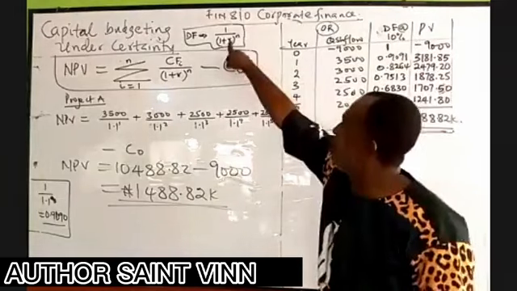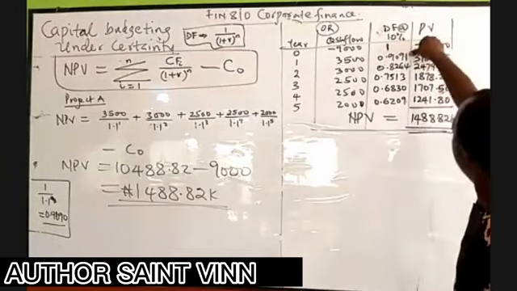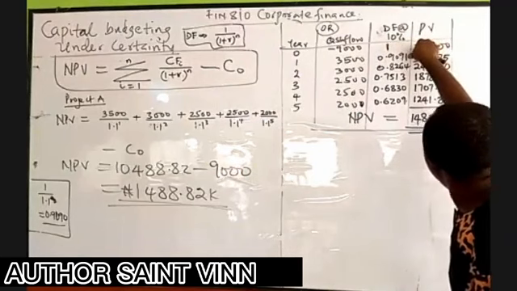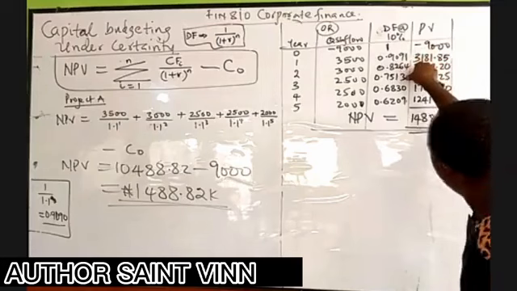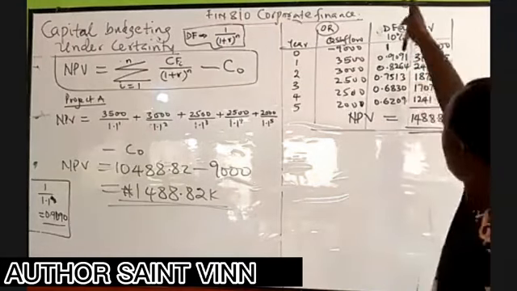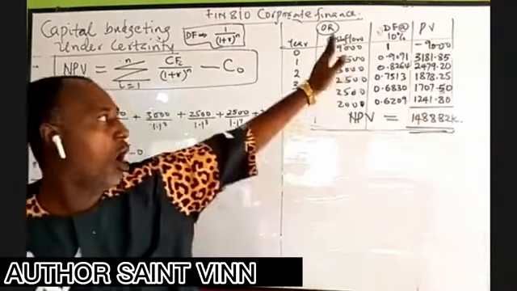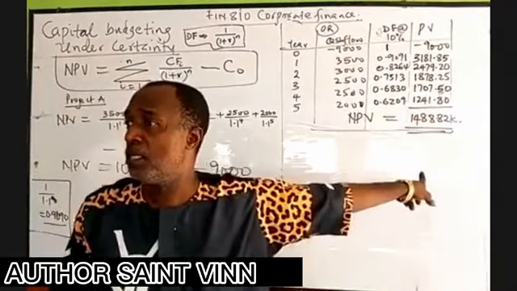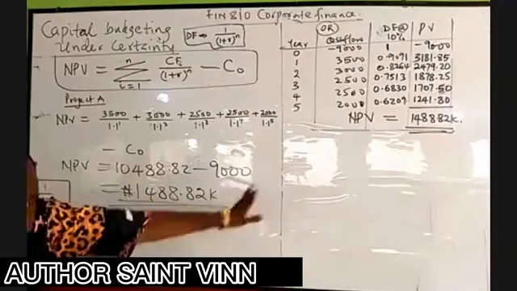Immediately you get this 1. Our total denominator is 1.1. So divide this 1 by 1.1, you get this. Divide this by 1.1, you get the next. Divide by 1.1, the next. Divide by 1.1, you get it. And you multiply this discount factor by the cash flow and add up. Is it the same? Have you seen it's the same?